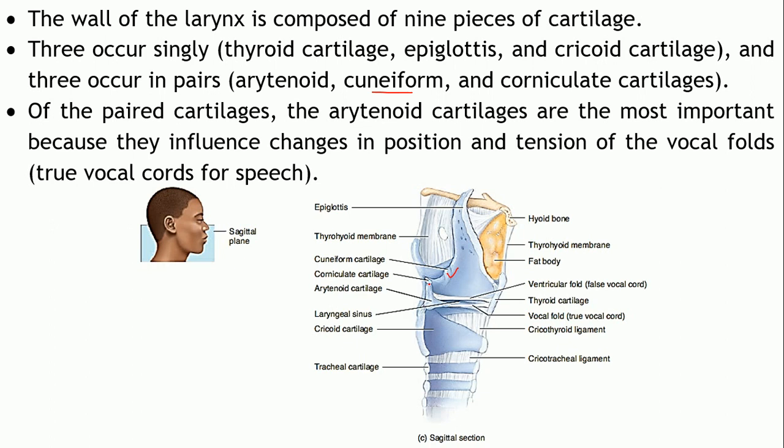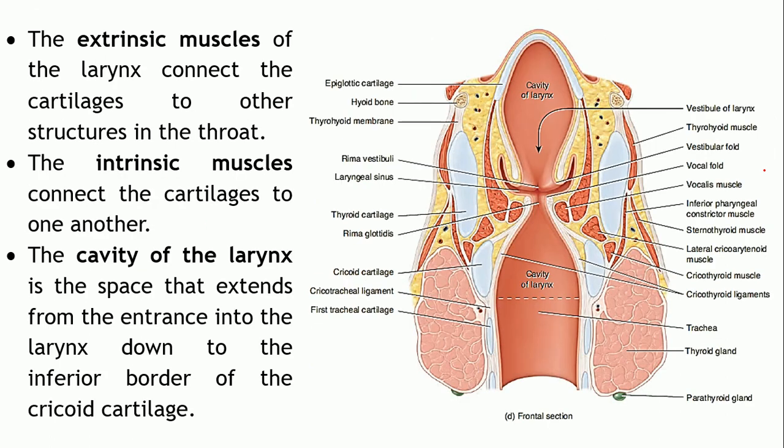Okay, now out of these paired cartilages, this one is more important, arytenoid cartilage. Okay, so that's because it influences the changes in position and tension of the vocal folds, which are responsible for the speech.